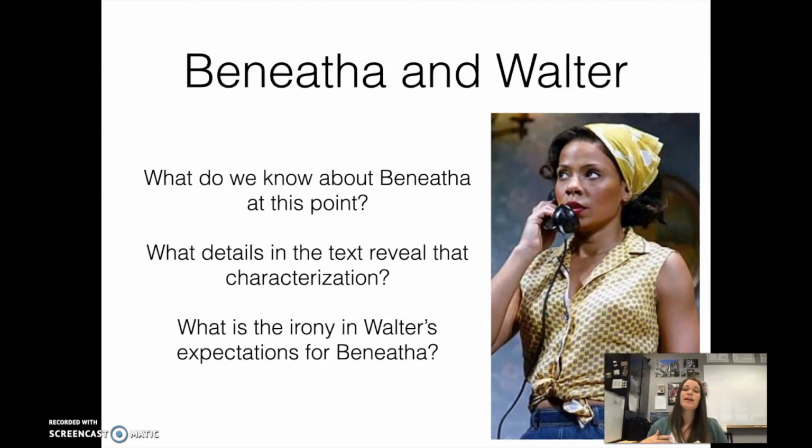Remember that irony is when expectation and reality are different. So the expectation is, since he expects support from Ruth, then he would give support to Beneatha. But the reality is, even though he expects support from Ruth, he does not give that support to Beneatha.